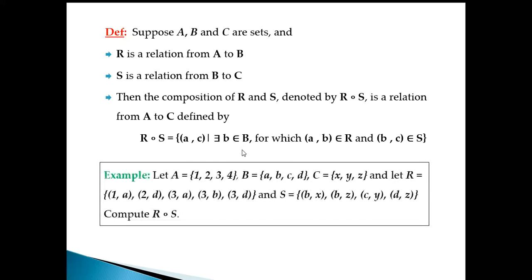Now let's take an example. How can we find the composition between R and S? In this example we have the set A with elements 1, 2, 3, 4. Set B has the elements a, b, c, d, and C has the elements x, y, z. Relation R is given by the ordered pairs (1,a), (2,d), (3,a), (3,b), (3,d), and in the relation S we have the ordered pairs (b,x), (b,z), (b,y), (d,z).